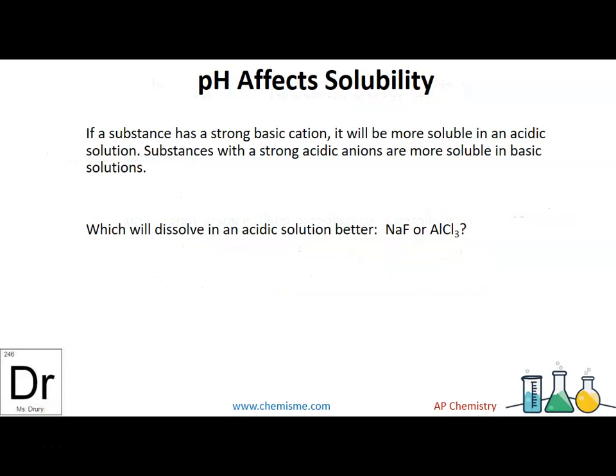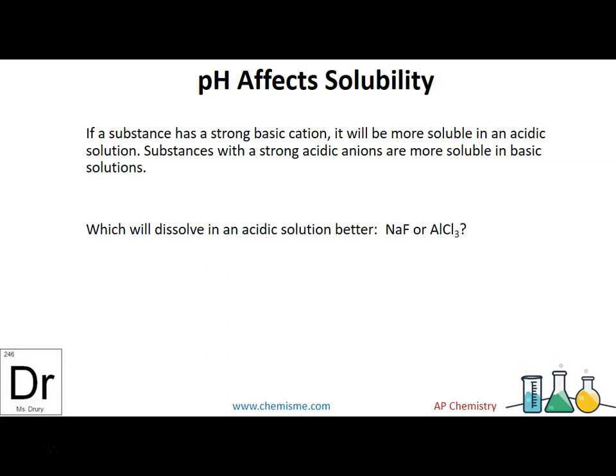This also happens with pH. So if you have a strongly basic cation and it's in a basic solution already, that's going to make it even more insoluble. But if it's in an acidic solution, that will actually react and rip away the ions, and it will appear to be more soluble. And substances with strongly basic anions will be more soluble in acidic solutions. So they'll react with the acidic solution and ionize and rip apart.